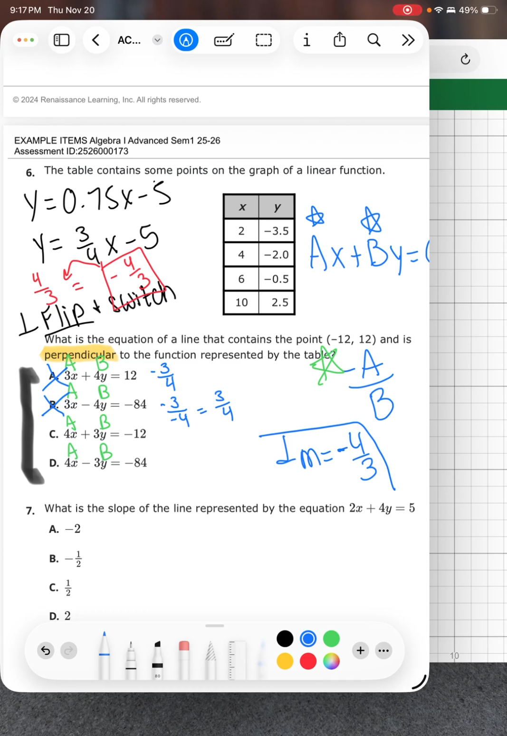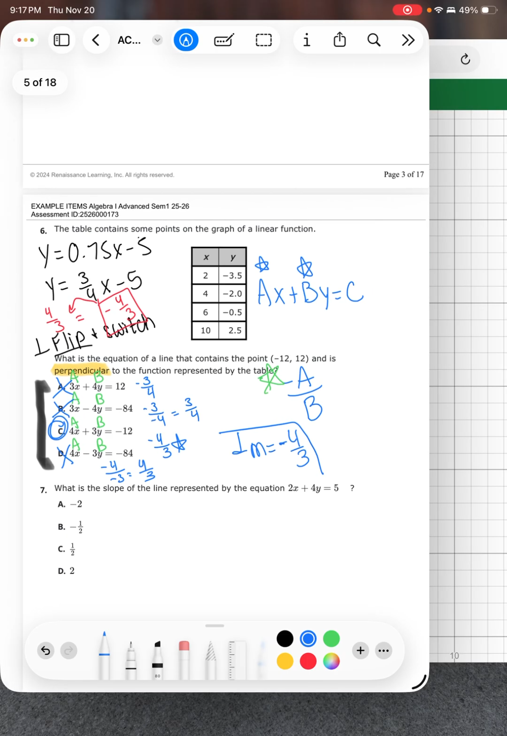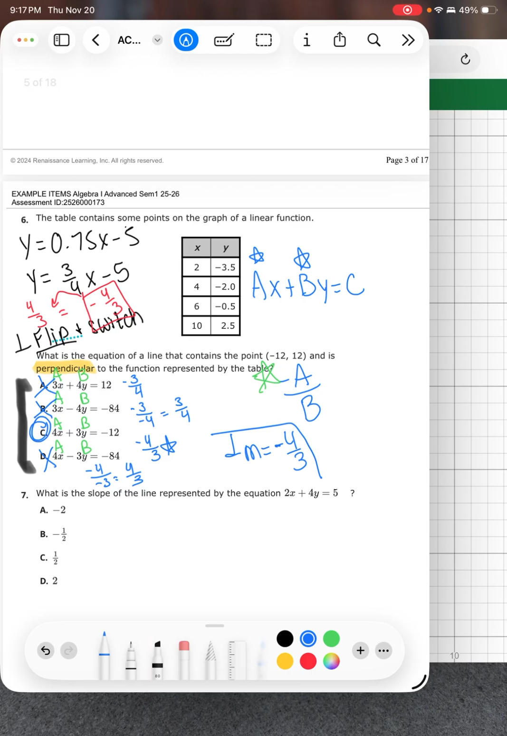Answer choice C, I have -4/3, and yes, that does match. Let's go ahead and just do this last one, -4, and this would be over -3, which would give me +4/3. So yeah, that does not match. So that's just a real quick way you can test and find your slope.